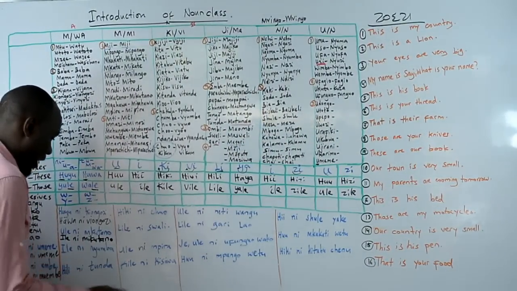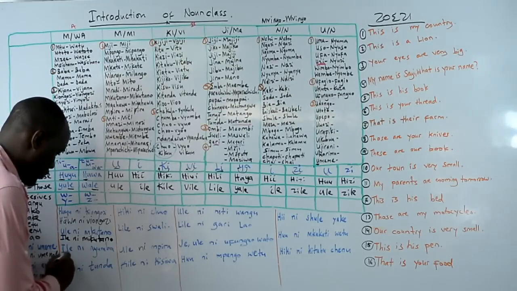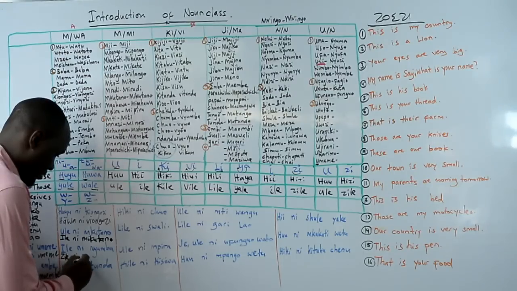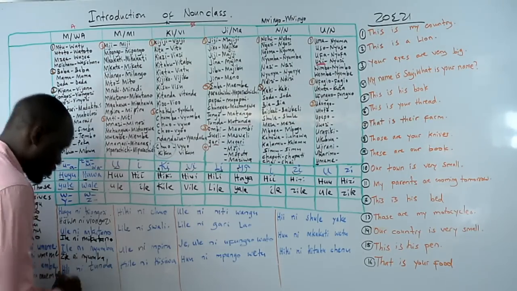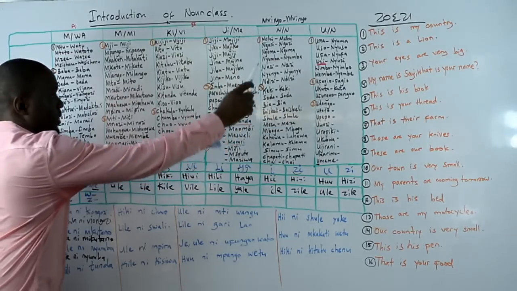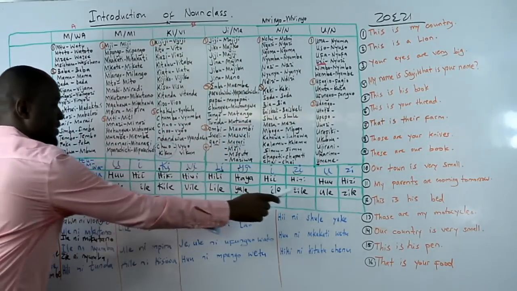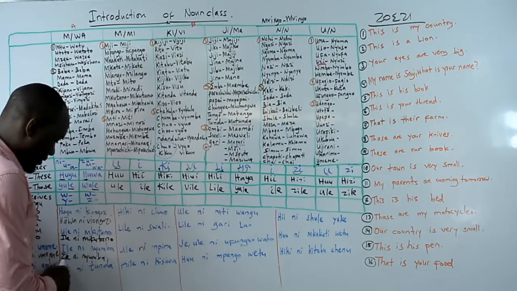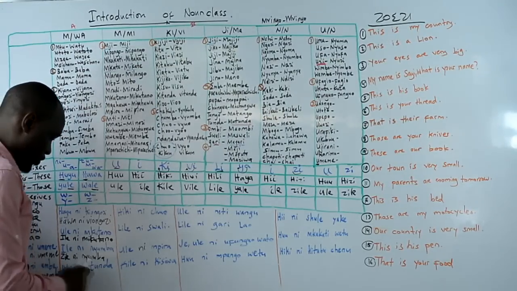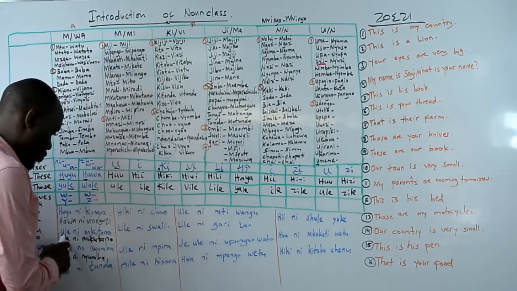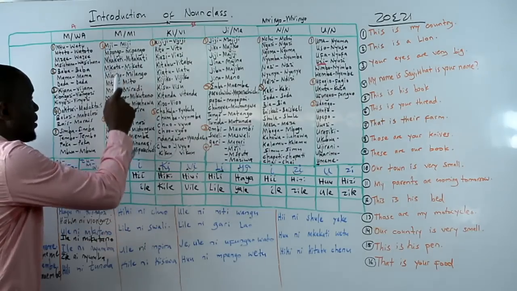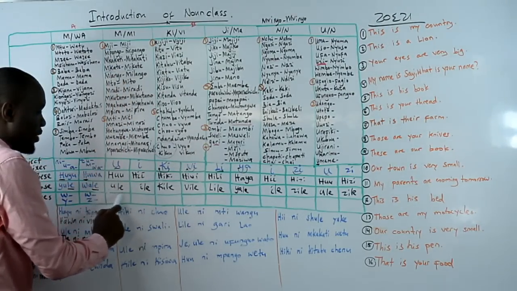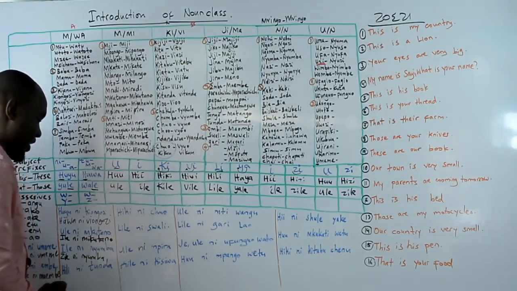Ile ni nyumba. That is the house. How do you say those are houses? Will be zile ni nyumba. Of course, because nyumba belongs to another noun class. Ile, singular. Zile will be those. Zile ni nyumba. Those are houses. Ule ni mkutano. Mkutano is U and I. So, ule ni mkutano will be ile ni mikutano. You see that?